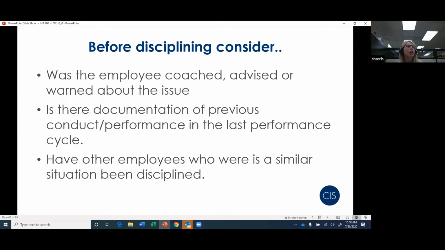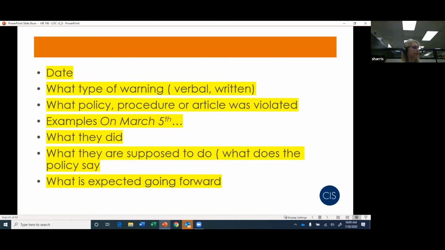Did we re-educate the employee? Is there documentation of other performance issues? So you may not be able to go straight to a written warning if it's really more of a first offense and we should be doing an oral warning. So we really want to take a look at the seriousness and see if there's been discipline prior. Okay, and again, how have other employees been disciplined on something similar?